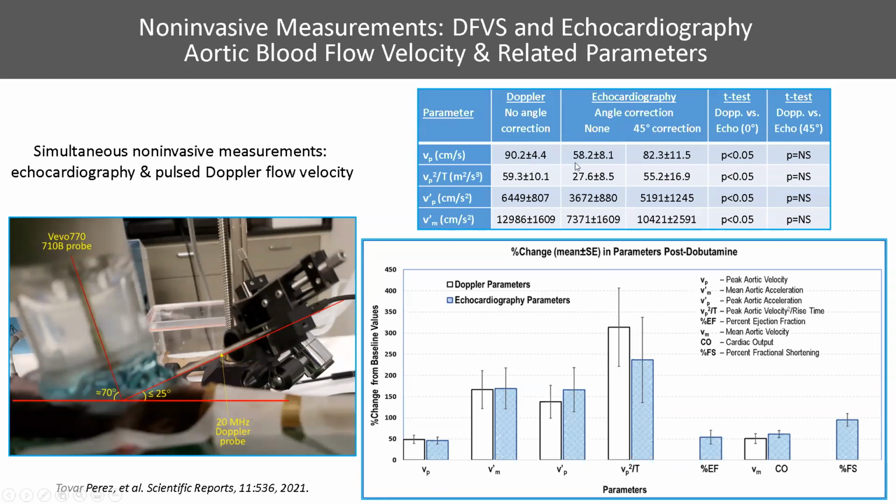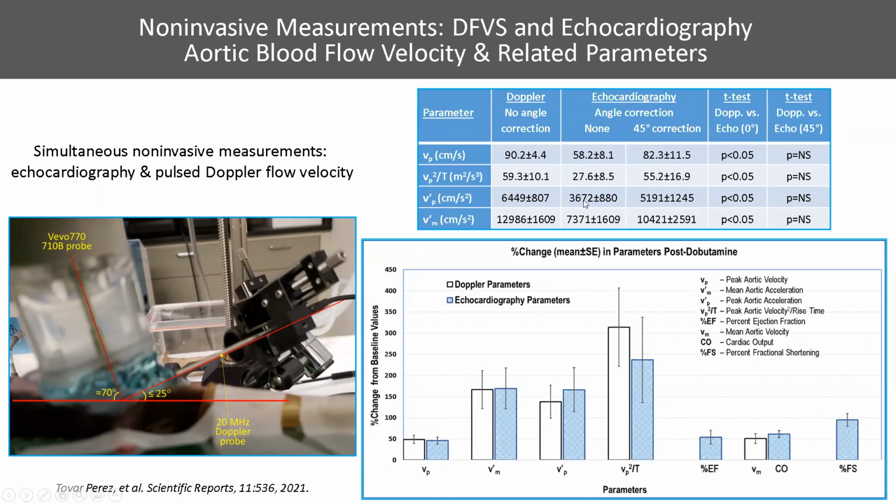And so you can see very quickly the comparison here. You've got 90 centimeters per second with the Doppler probe. We didn't do any angle correction, although we estimated it to be 25 degrees. And with the echocardiograph, we didn't put any angle correction.